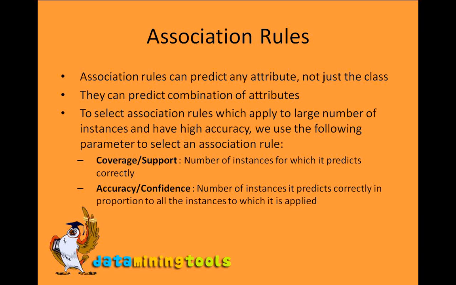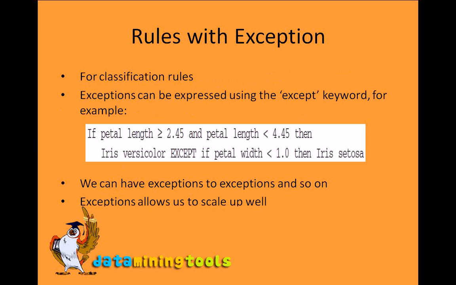Now these parameters are important. Whenever we talk of algorithms for association rule, we basically specify these two parameters. These two parameters are the coverage, that is the number of instances for which our association rule predicts correctly. And the second thing is the accuracy, that is the number of instances it predicts correctly, or the coverage, in proportion to all the instances to which it is applied. So these two parameters are very crucial when we talk of association rules: coverage as well as accuracy.